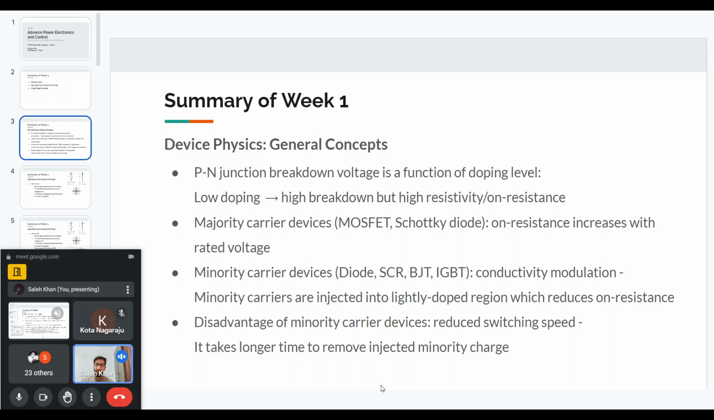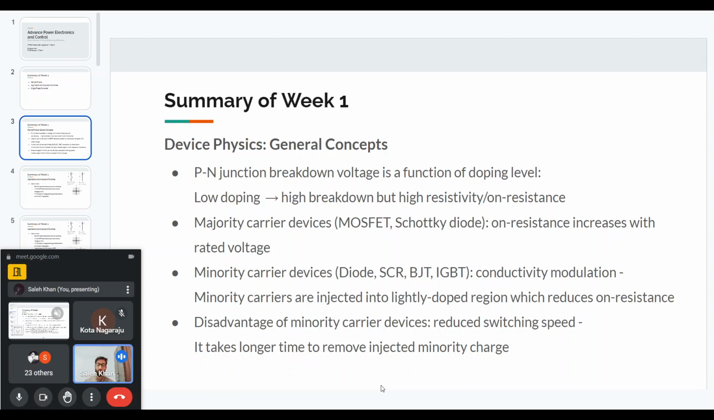This p-n junction that we are using is common in almost all the devices, starting from the diode up to all the devices that we've studied in this session as well. The amount of doping that we do, that means the concentration of the impurities, has some relation to the breakdown as well as the resistance of the device.